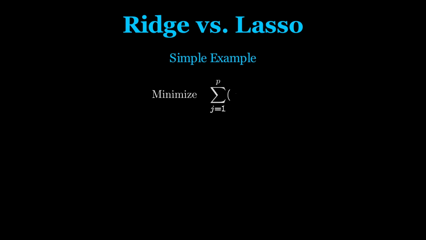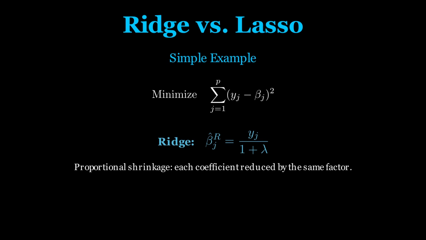Consider a simple special case where we minimize the sum of y_j minus beta_j squared. This lets us see the difference between ridge and lasso shrinkage in closed form. For ridge regression, each coefficient is shrunk by the same proportion. Beta hat_j equals y_j divided by 1 plus lambda. Larger coefficients are reduced more in absolute terms, but the relative proportion of shrinkage is uniform.